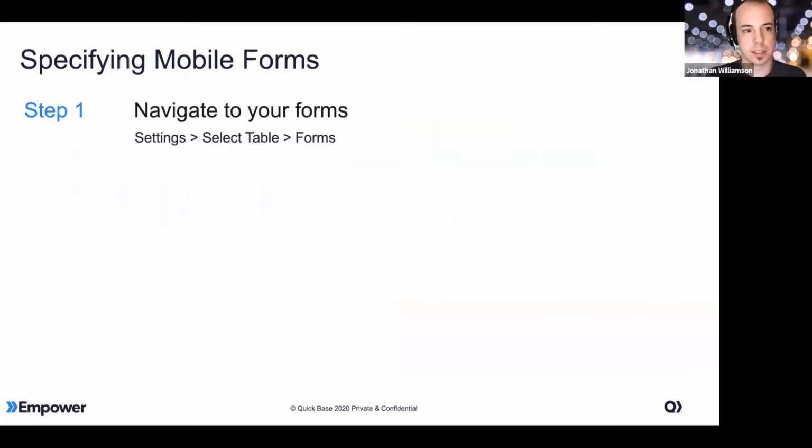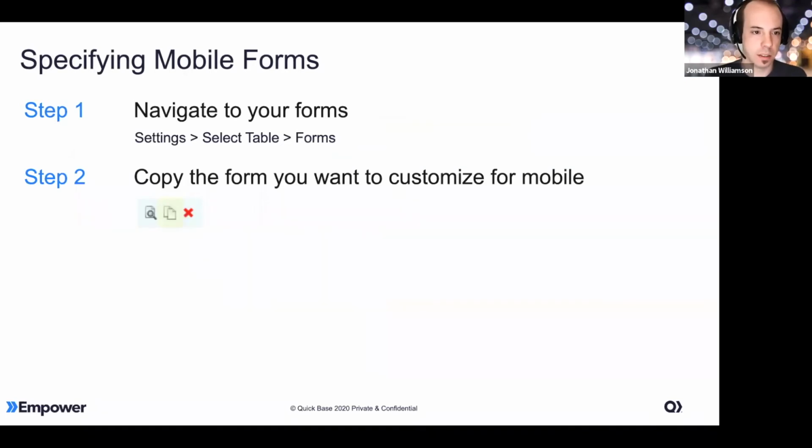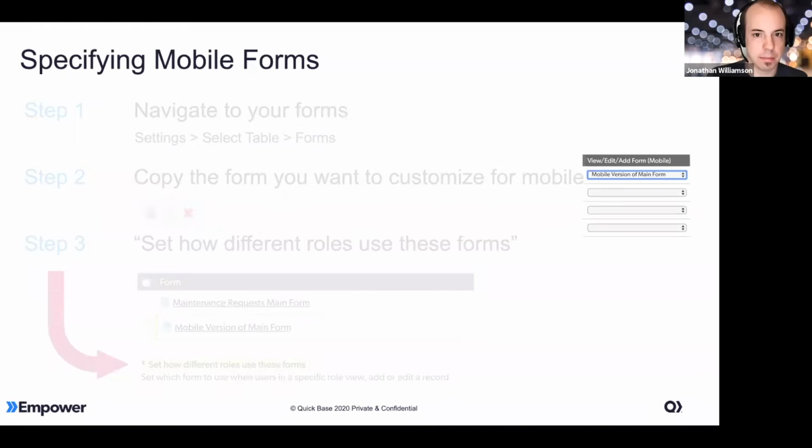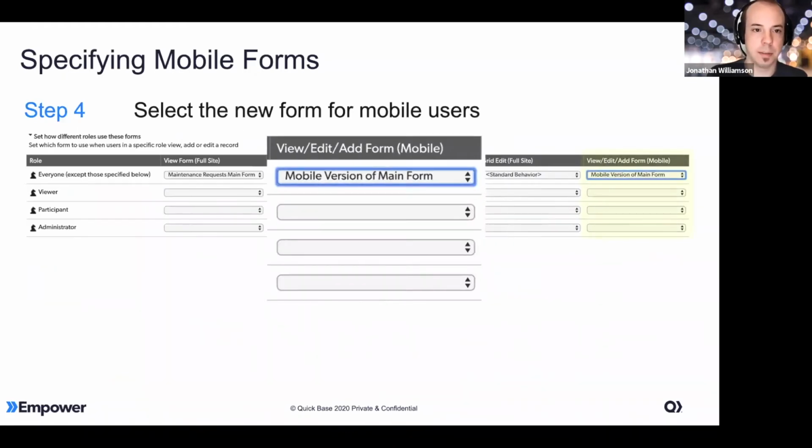So once you've built out this amazing mobile form, maybe you need one form for mobile and one form for desktop or office users. And that's pretty simple with QuickBase because you can specify mobile forms. So how to do this is step one, navigate to your forms by going to settings, select your table and the forms area. Then choose the little double paper icon to copy the form you want to customize for mobile. And then step 3, set how different roles use these forms. It's a little drop down with a little black arrow that's highlighted there at the bottom of the screen. And when you click that, it actually opens up this table, and there's a column on the far right that says View, Edit, Add Form with Mobile in parentheses.